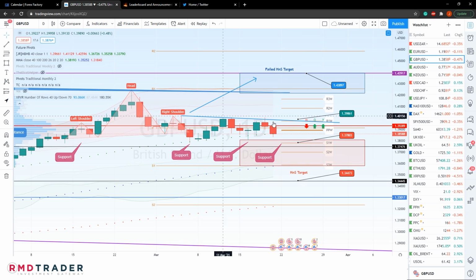A break, of course, higher above that 1.398 level could see higher targets. That would be in the vicinity of 1.422 to about 1.438, which would be the full failed head and shoulders target.